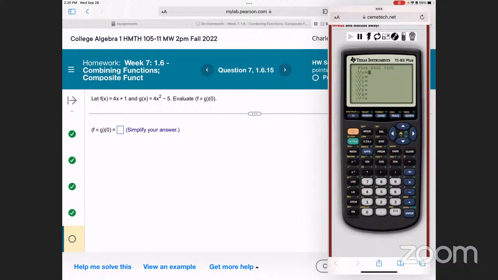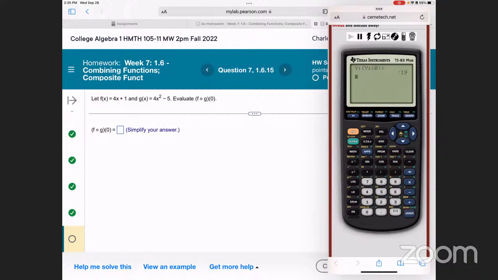If I go to my y equals, I'm going to let f be 4x plus 1. My g is 4x squared minus 5. We're asked to find f of g of 0. Let's quit. f was the first function, so I call the first function of g, the second function. I go to variables and call on the second function. When x is 0, this closes off the inside and this closes off the outer function.